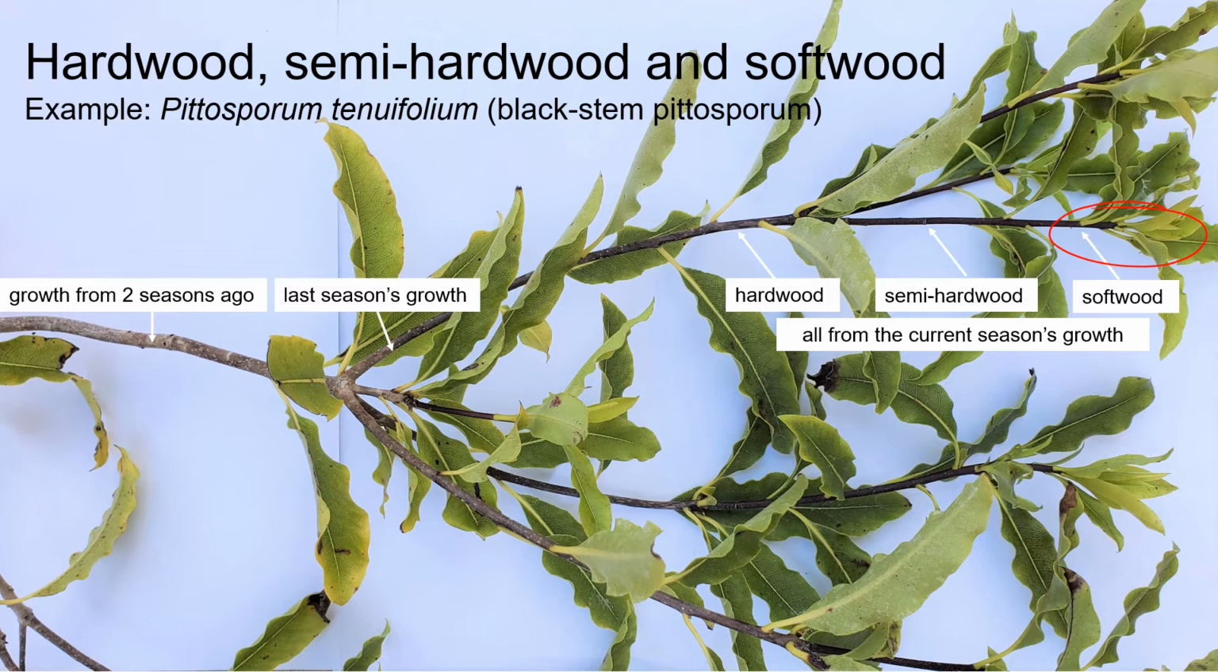On many shrubs and trees, including this Pittosporum here, there's a change in color along the stem as the tissue ages, which makes it quite easy to distinguish between the different types of wood used for cuttings. In the Pittosporum in the photo, you may be able to see that the softwood and semi-hardwood stems are very dark, almost black, whereas the hardwood growth is paler, and growth from 2 years ago, over here on the left, is almost grayish brown.